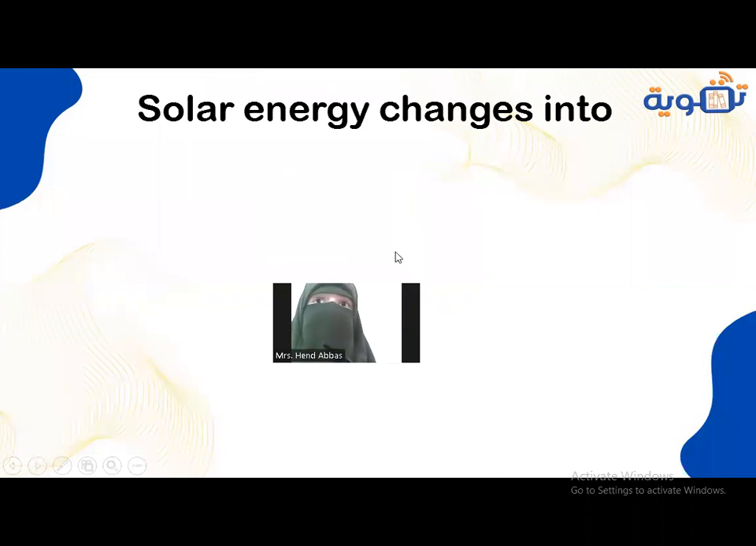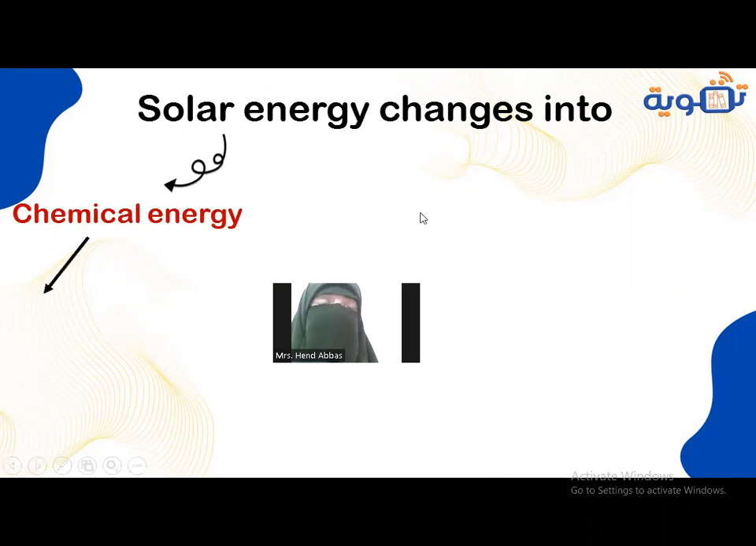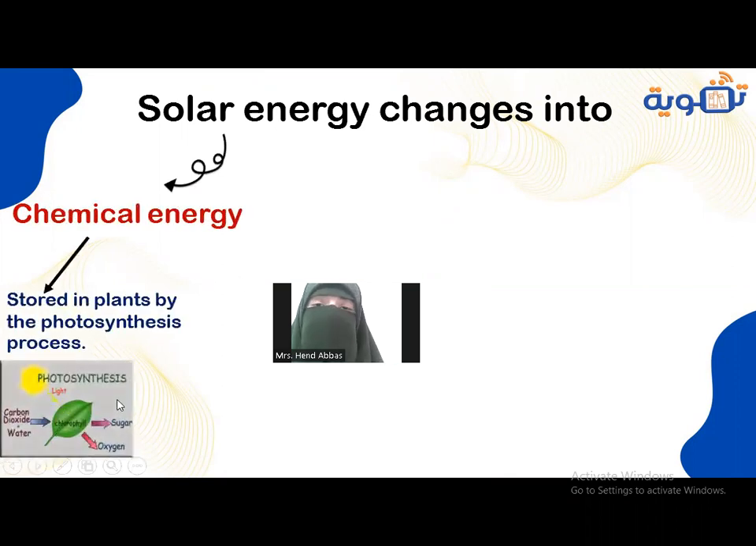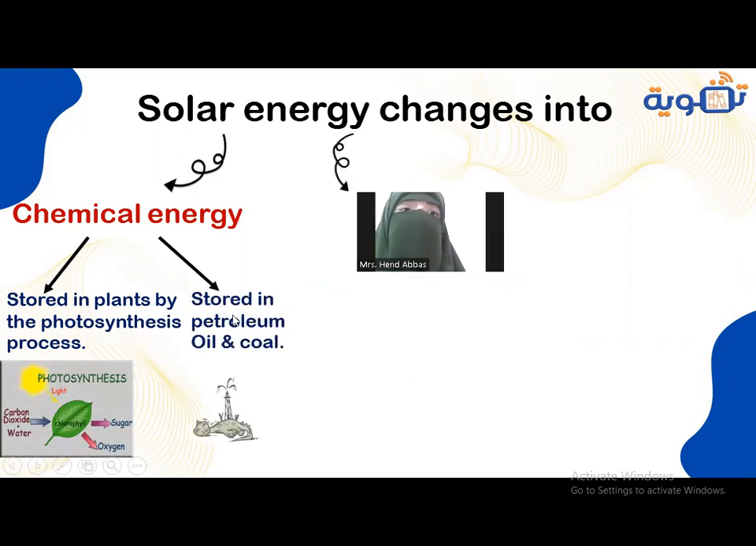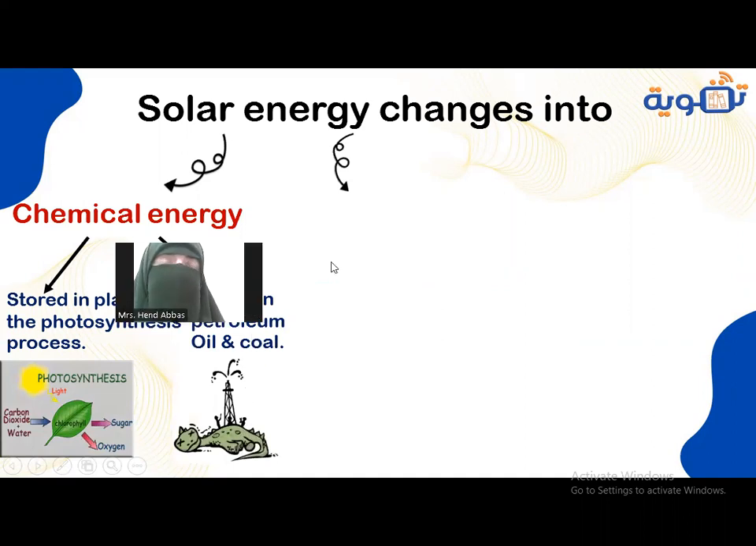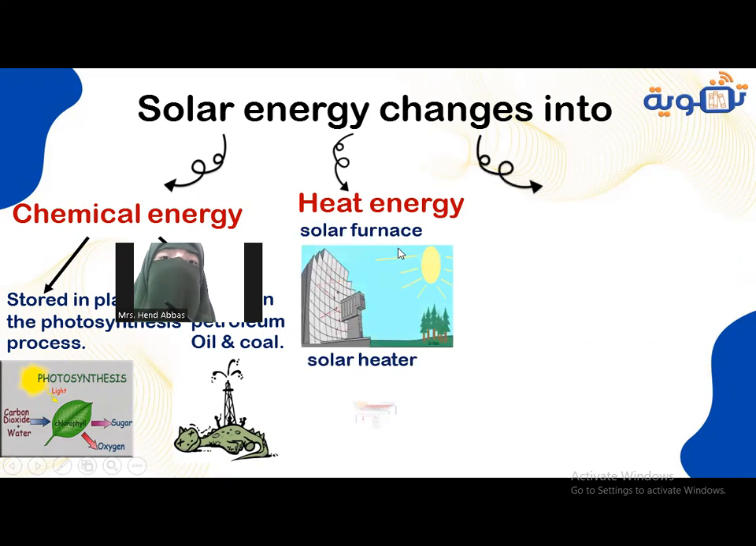Let's see, the solar energy changes into what? Solar energy can change into chemical energy in the plants during the photosynthesis process. We eat plants, we eat food. We said before that the food stores chemical energy. From where does this food store this chemical energy? From the photosynthesis process that the plant did before. Also solar energy changes to chemical energy stored in petroleum oil, fuel, as we said before. Here for heat, solar energy changes to heat energy in the solar furnace and in the solar heaters.